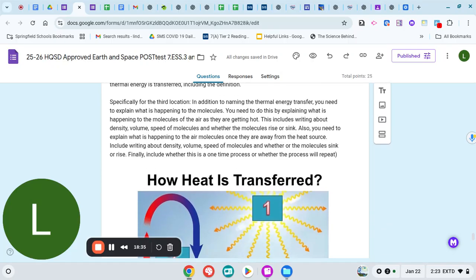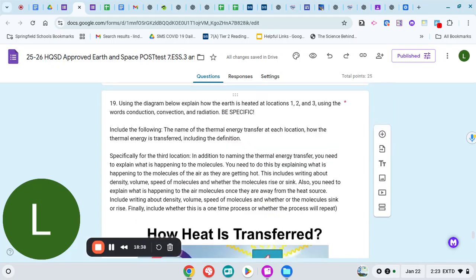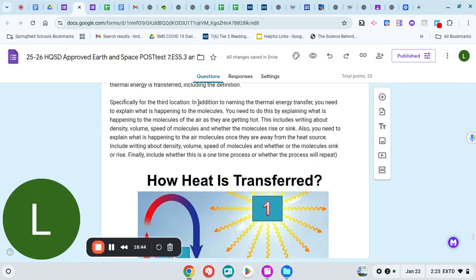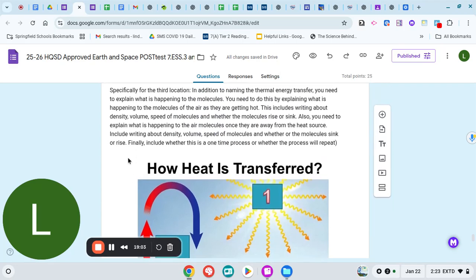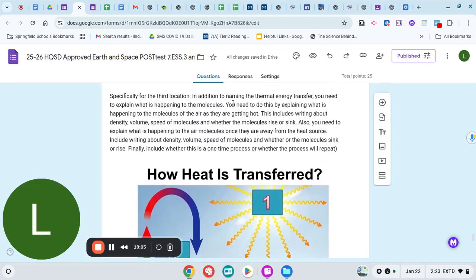Then specifically for the third location, not only do you have to give me the name of the thermal energy transfer and how the thermal energy is transferred, in addition at number 3, to naming those, you need to explain what is happening to the molecules. You need to do this by explaining what is happening to the molecules of the air as they are getting hot. So number 3, after you've named the type of thermal energy, you need to explain what is happening with the air molecules after they get hot, okay?